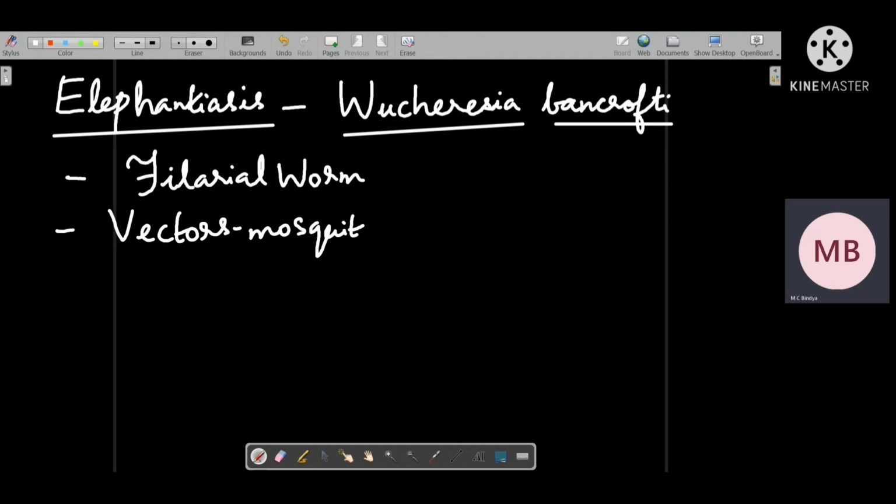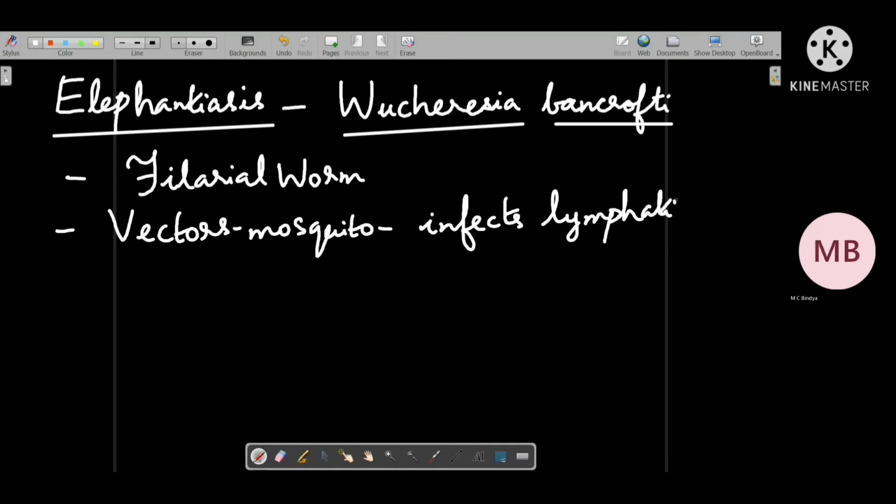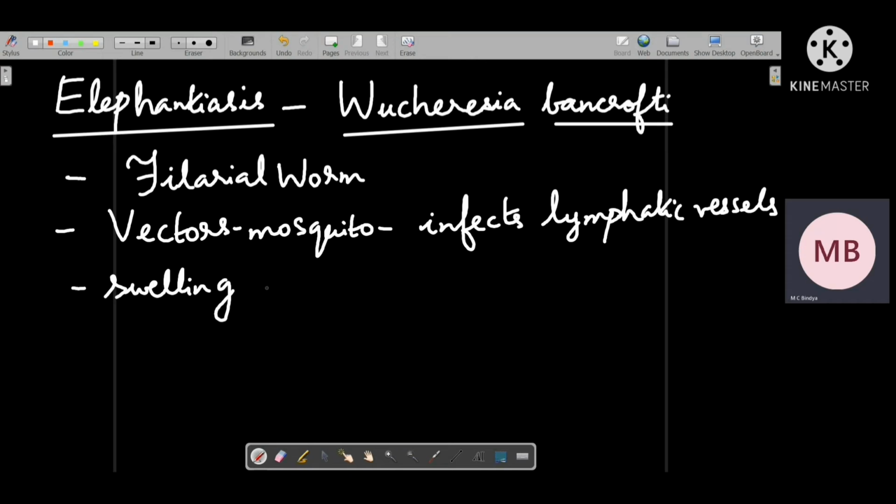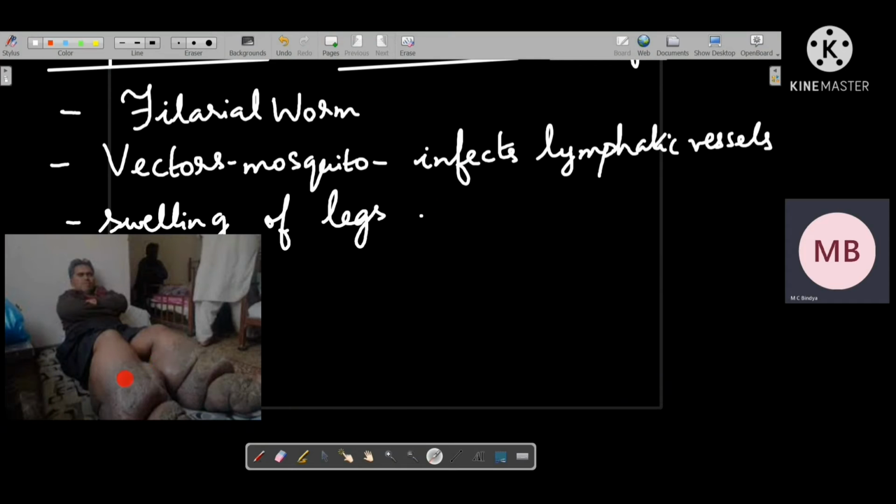And once this worm enters into the body, it infects lymphatic vessels and lymphatic glands, and they cause swelling in those organs. So there will be swelling of legs. So wherever the lymph vessels pass in the body, those vessels will get inflamed by this filarial worm, and thus it's called elephantiasis.